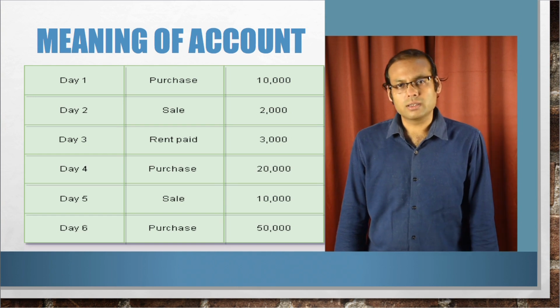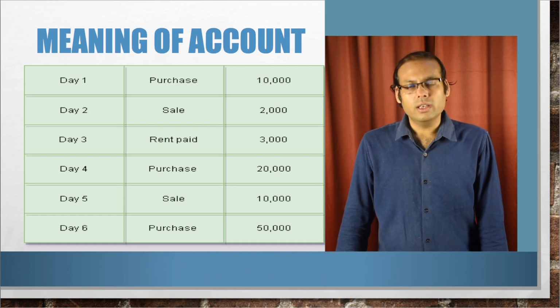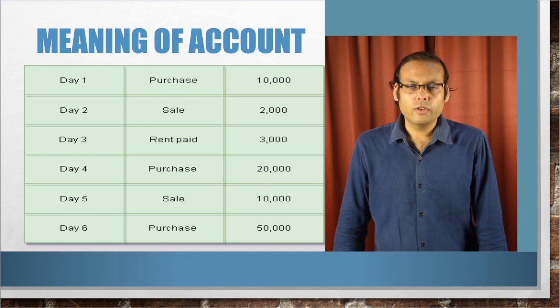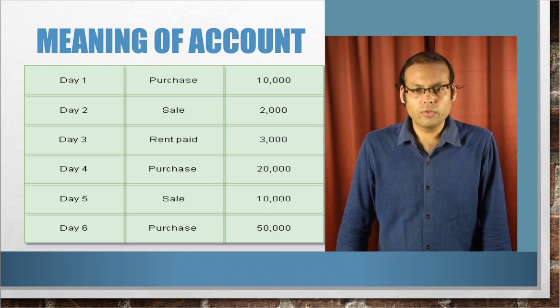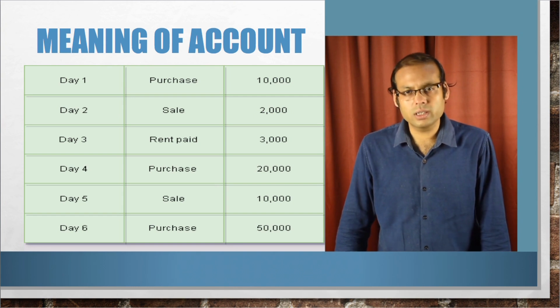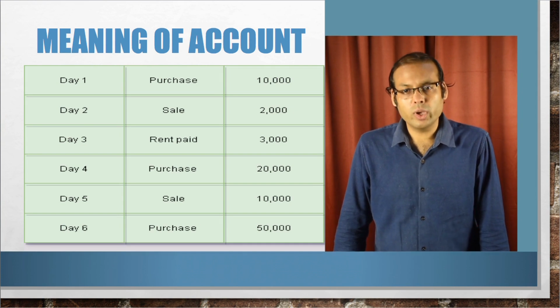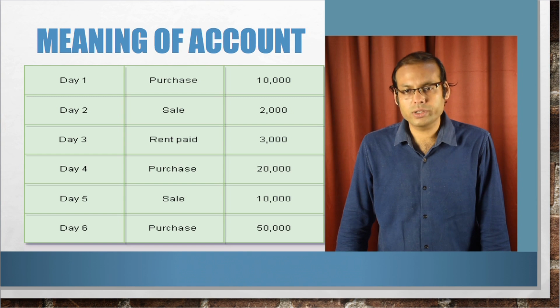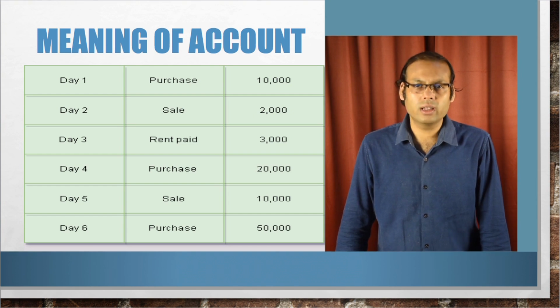Let us start the discussion with an example. Suppose we are doing a business and here we are presenting the transactions of the first 6 days of a particular month. So accordingly, day 1, day 2, day 3, day 4 and day 5 and 6, we have recorded the transactions that have taken place in our business. So there are purchase transactions, sales transactions. On day 3, we have paid rent. Again, on day 4, there is a purchase transaction. Again, on day 5, there is a sale transaction. Day 6, there is a purchase transaction. In this way, in our business, we are recording the transactions.